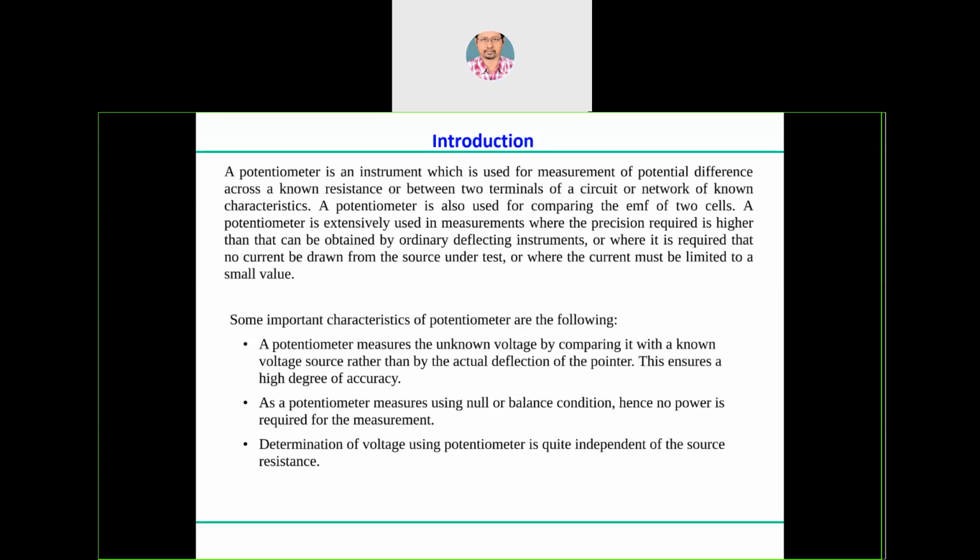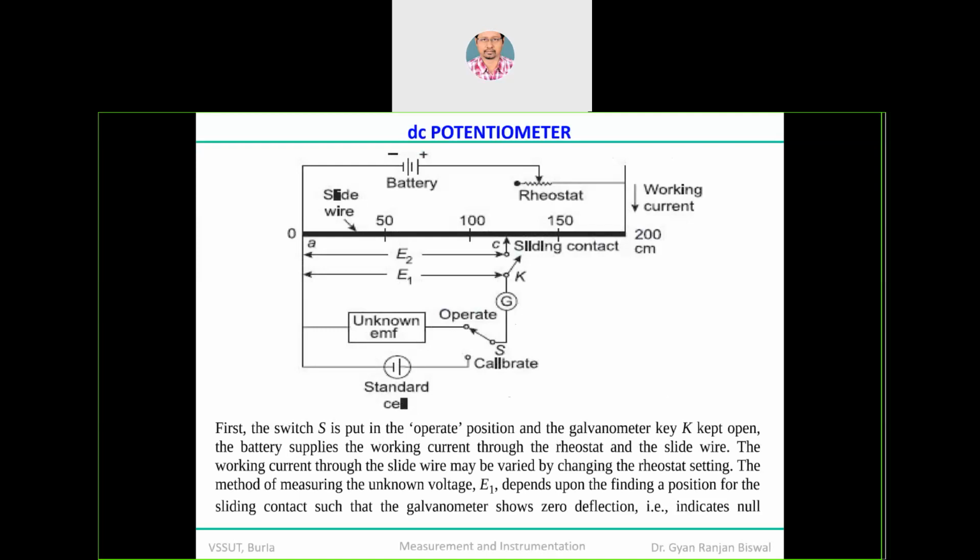So it is independent from the source resistance. Why? Because normally that source resistance is very small. So that's why you can say that it's quite independent. Remember, noted, it is not completely independent, but it is quite independent. So very little influence of the resistance, negligible, it requires no power for measurement, and it can also attain a high degree of accuracy during the measurement.